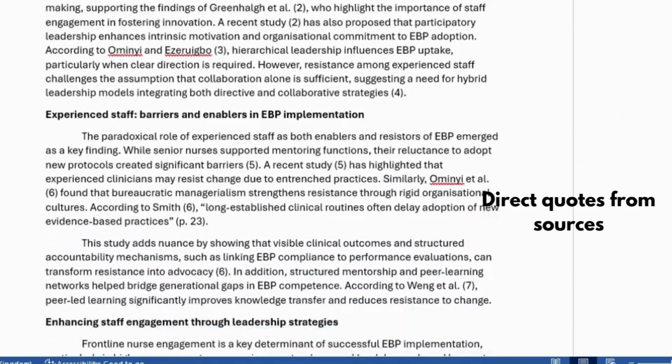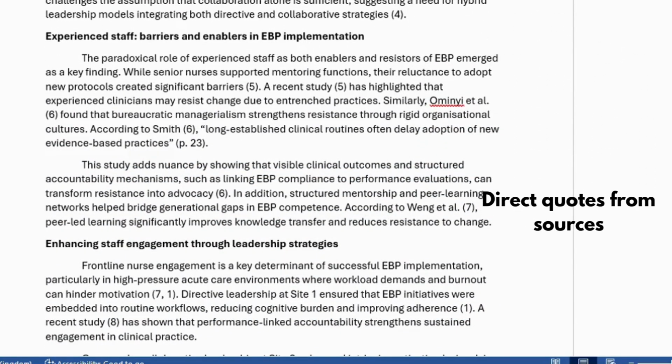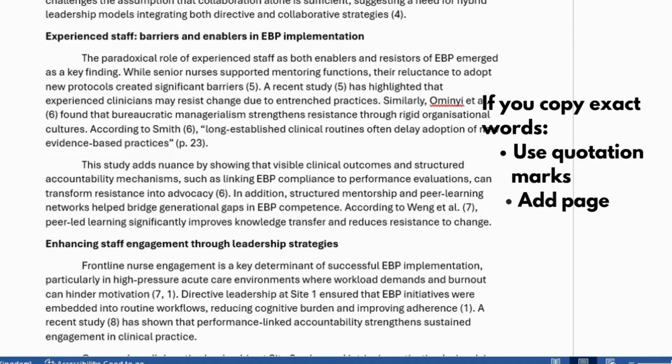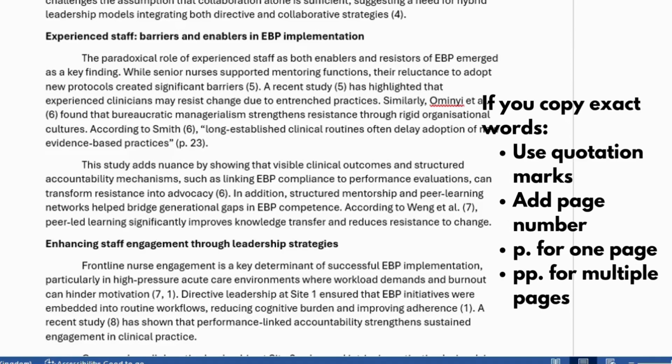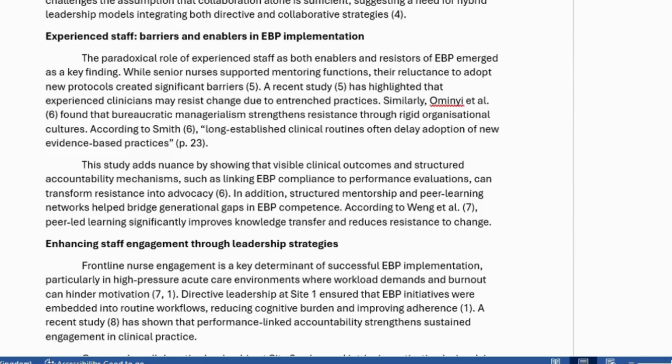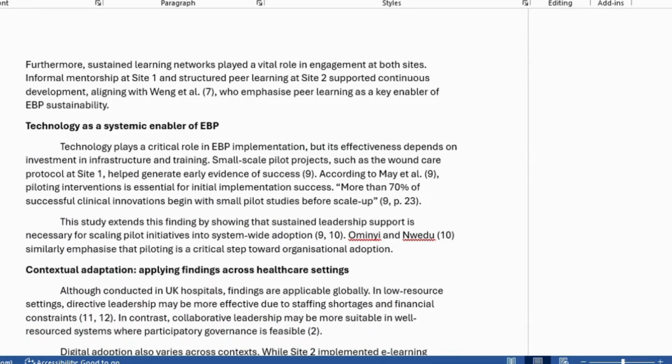Direct quotes from sources. Now let's talk about direct quotes, which are very important in academic writing. If you copy exact words, use quotation marks, add page number, p for one page, pp for multiple pages. You can first write the author's name, then the citation number, followed by the quotation, and finally the page number. You can also place both the citation and page number at the end.